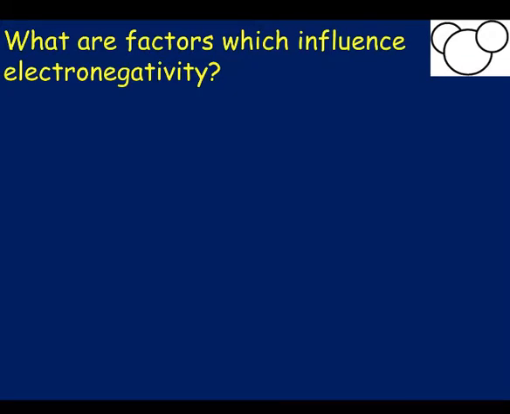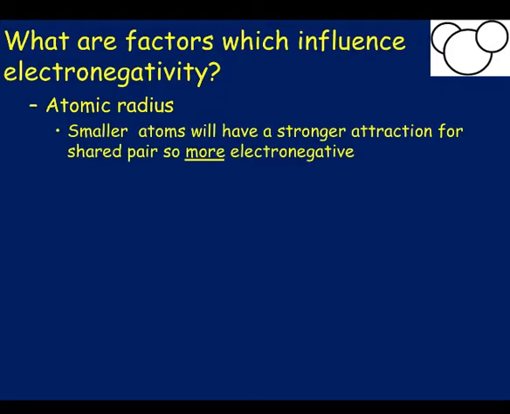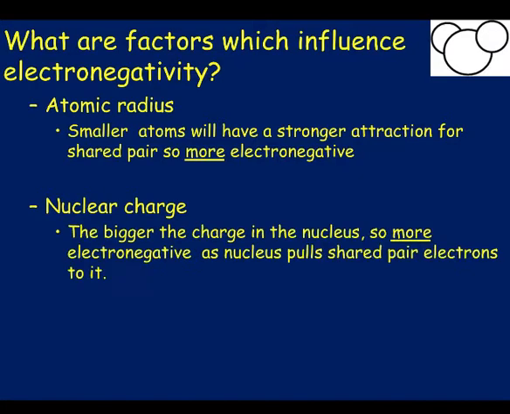So we have to talk about our trends, or the factors which influence electronegativity. And they're the exact same things that influence ionization energy. So we talked about atomic radius before. So if you're a really, really small atom, you will have a real strong attraction for that shared pair, so you will be more electronegative. In terms of nuclear charge, the bigger the charge in the nucleus, the more electronegative it's going to be, because the nucleus will pull all those electrons towards it.